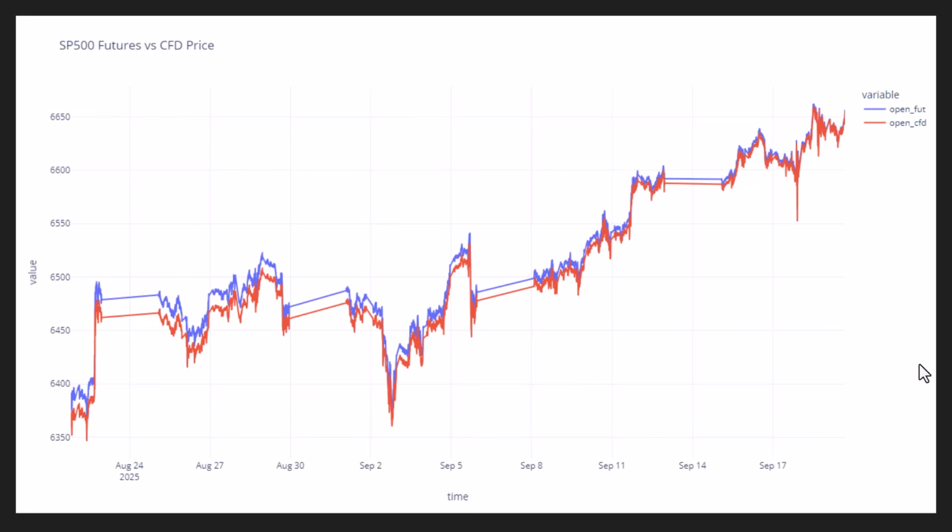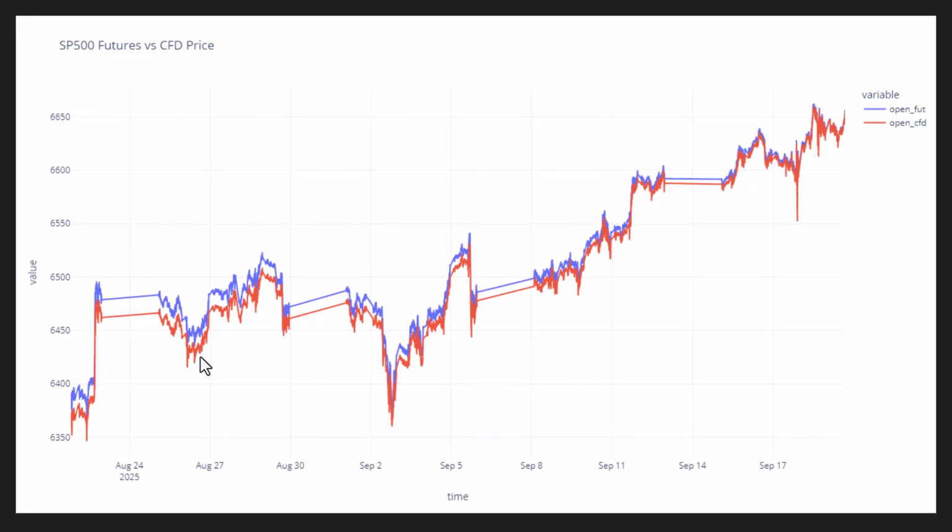So here's a price chart between August and September. The blue line represents the futures price, right? So here the blue line is our S&P 500 E-mini contract. It is the September contract.